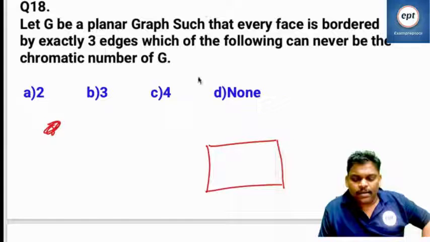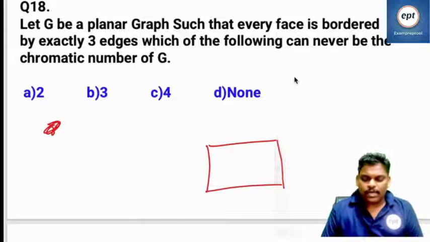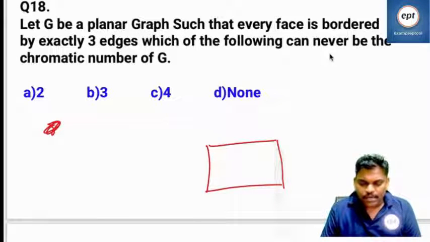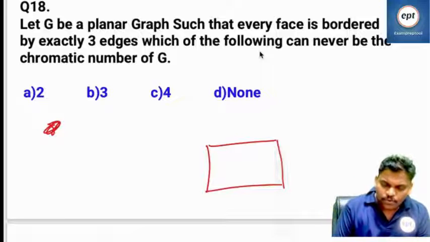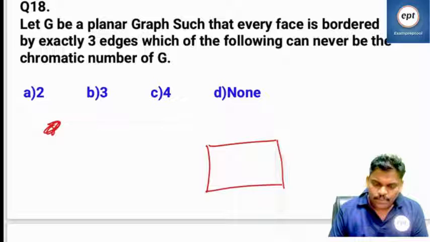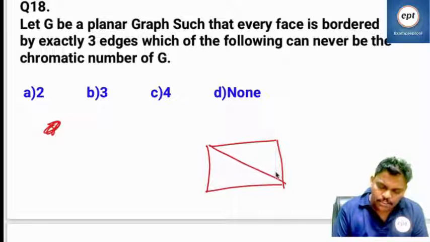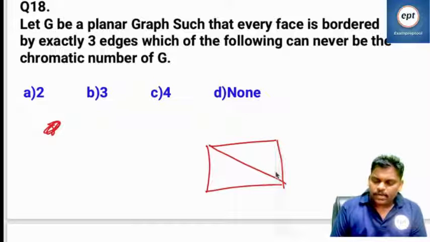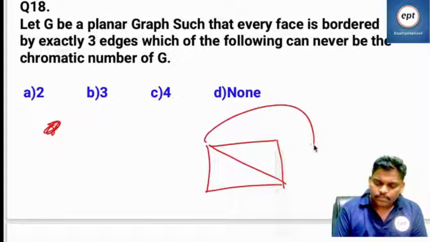Come to this problem. Let G be a planar graph such that every face is bordered by exactly 3 edges. Which of the following can never be the chromatic number? So if that is the case, the planar graph is like this, with 3 edges.